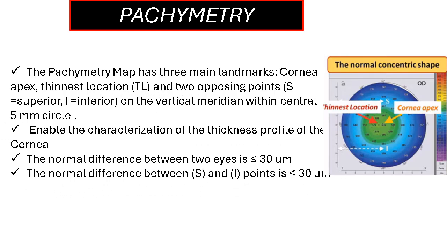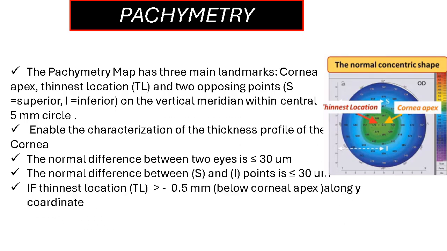The other difference between the superior and inferior points should not exceed 30 microns as far as the thickness. And the other thing is that the location of the thinnest point should not be more than minus 0.5 along the y coordinate. If it is more than minus 0.5, this will indicate an abnormality. And when we say minus, it means that it is below the corneal vertex or below the corneal apex. The minus sign indicates that it is below along the y coordinate.